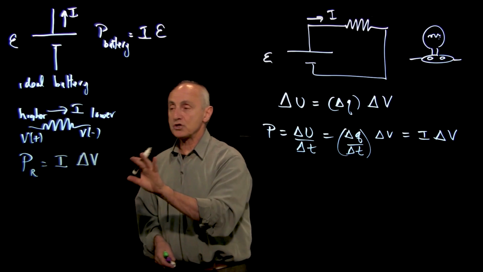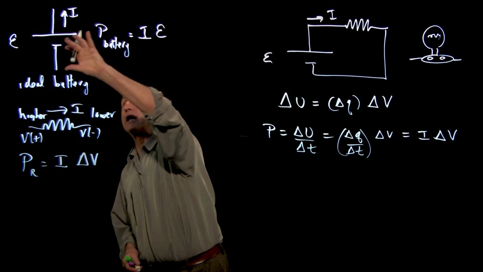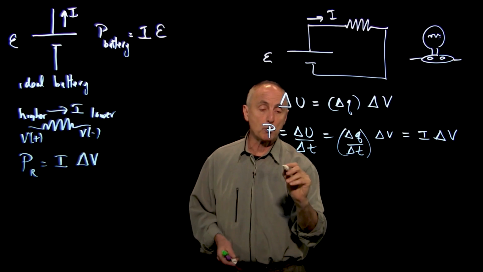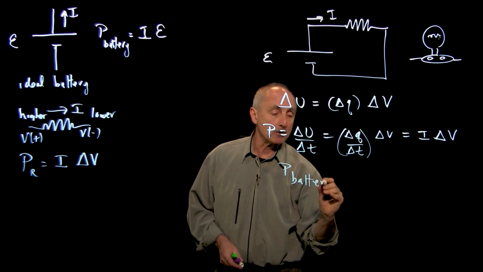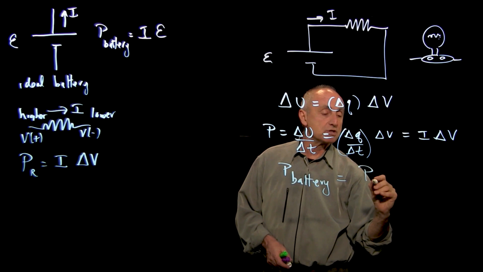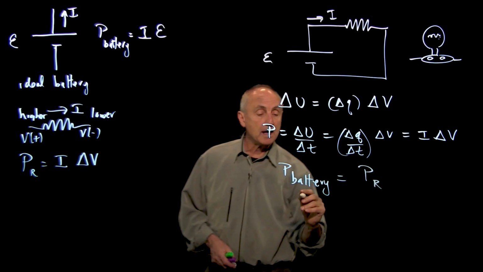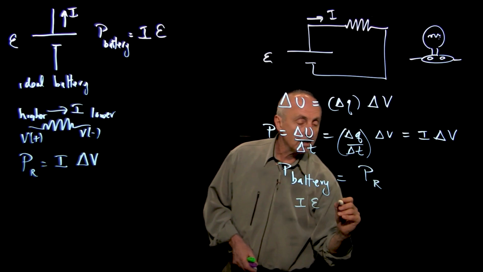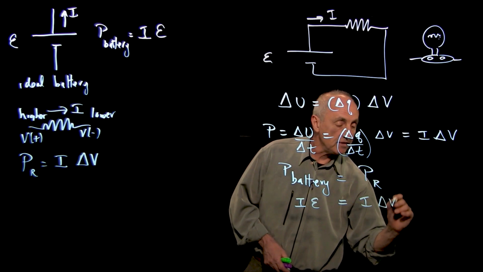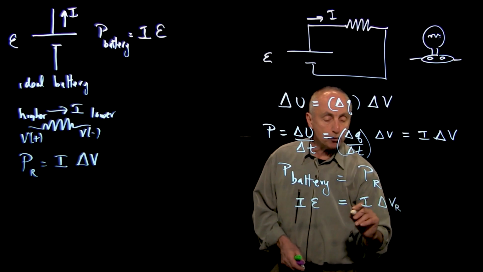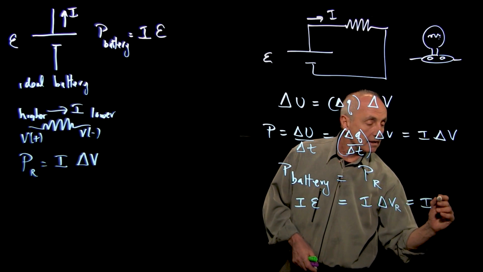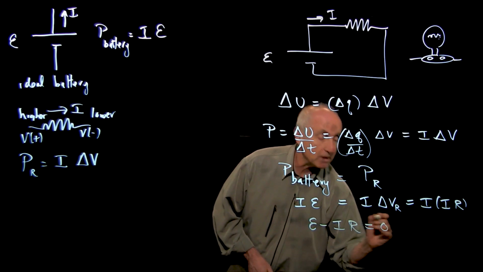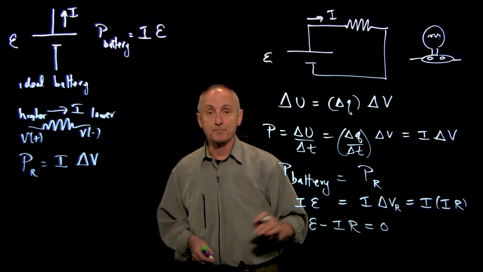Now, this conversion of chemical energy, if it's a chemical battery, into electrical energy is the first step in the conservation. So what we could say is that the power of the battery is equal to the power in the resistor, and we have something like I times EMF equals I delta V through the resistor. And remember, from Ohm's law, in a resistor, this is I times IR, and if we cancel the I's, we get our circuit equation, which is just energy conservation.